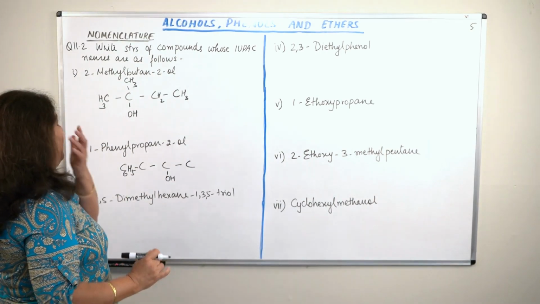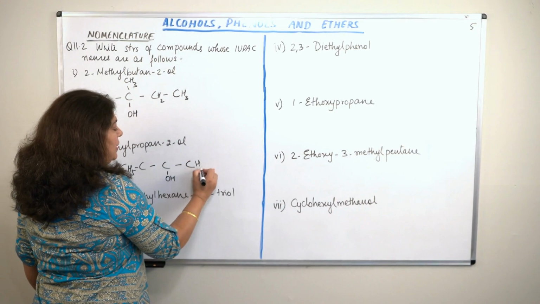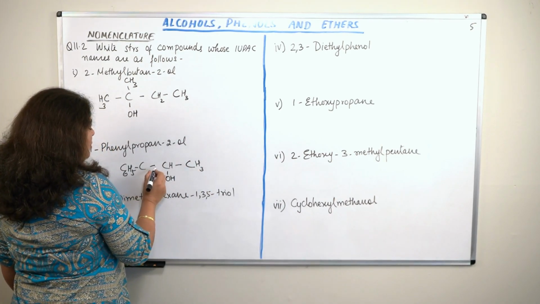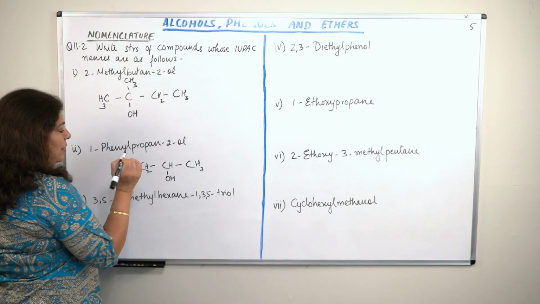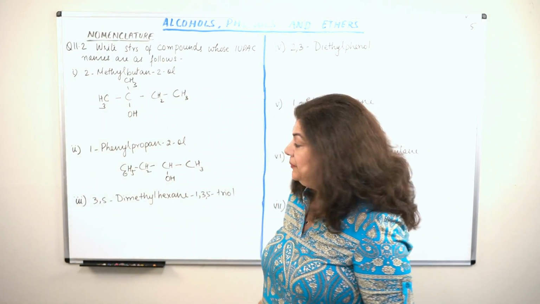Right? So now fill up the hydrogens. This carbon is forming only 1 bond, it needs 3 more. This is forming 3 bonds, it needs 1 more. This is forming 2 bonds, it needs 2 more. And phenyl is already completed. So this is the structure of the second compound.